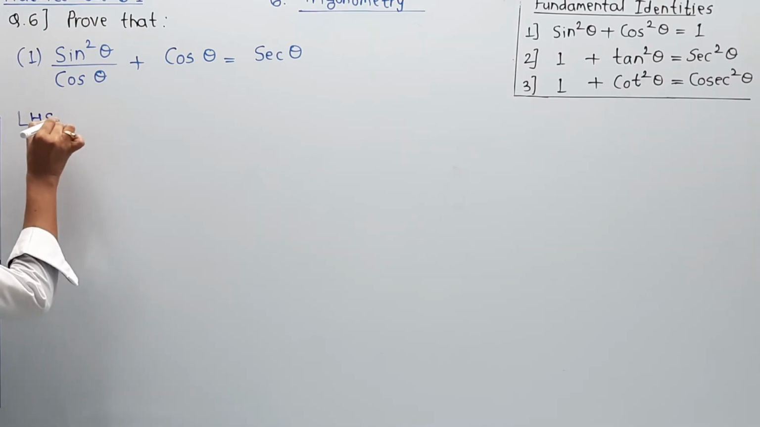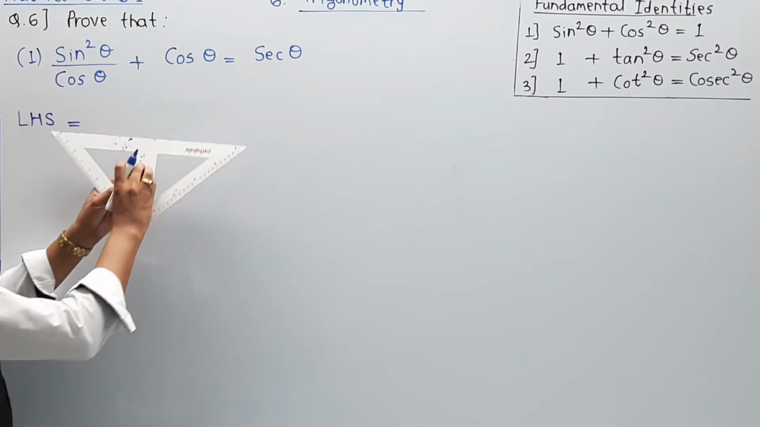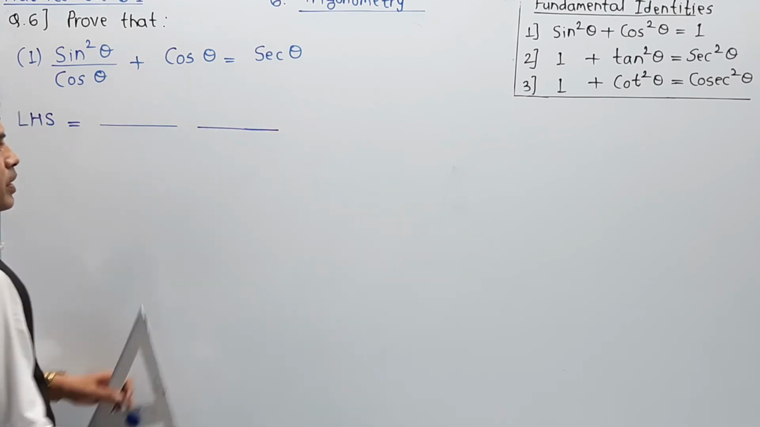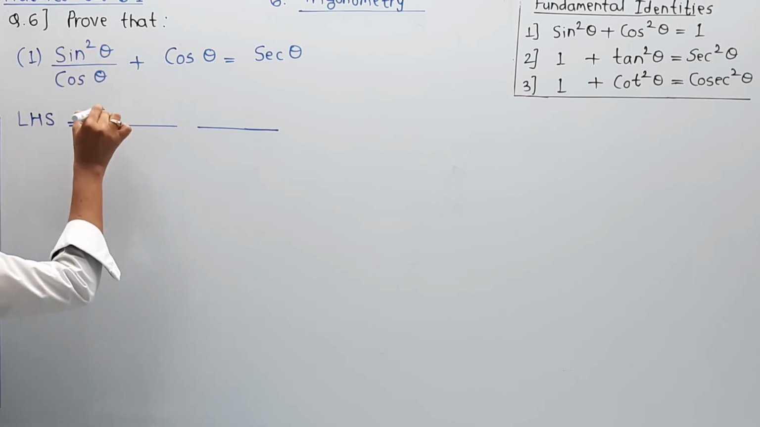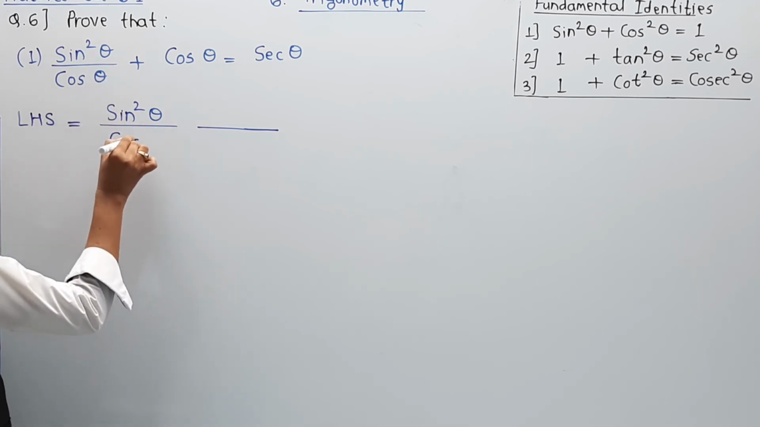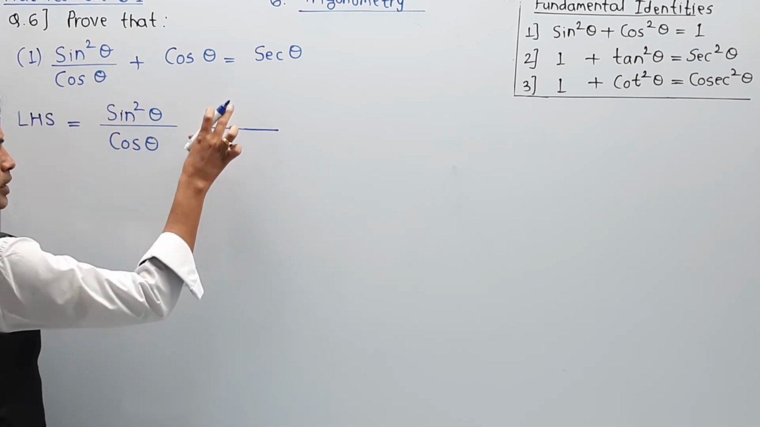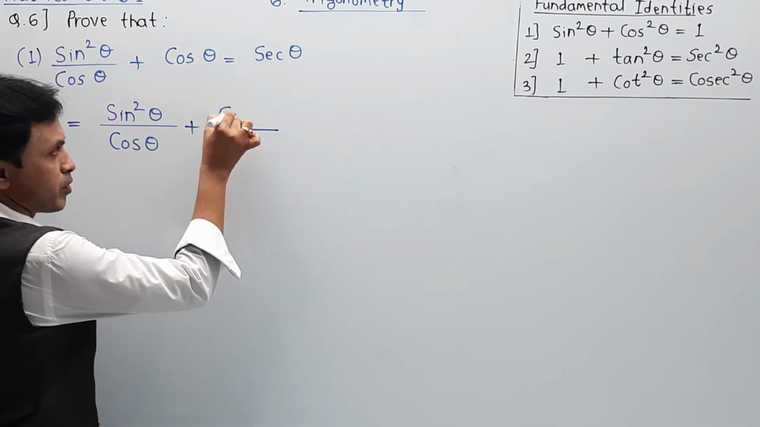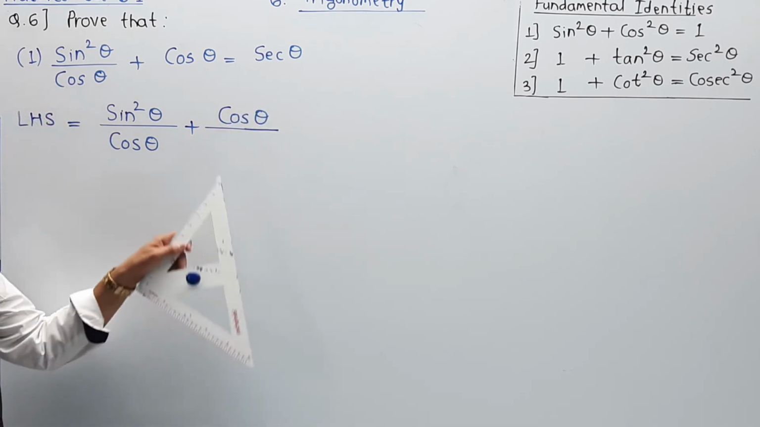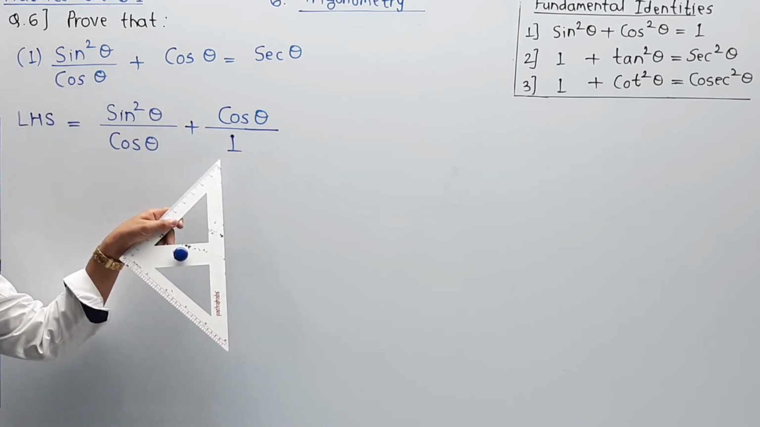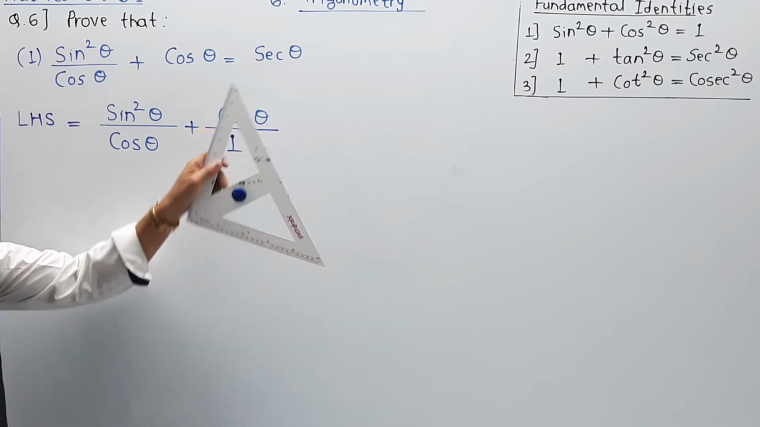So the left hand side is what they have given us. First, sin square theta upon cos theta. In the middle they have given a plus sign, so I am writing a plus sign. Next, cos theta. Remember, there is no value at the base, which means it is nothing but 1. So cos theta means cos theta upon 1, and we have to solve and reach the right hand side.